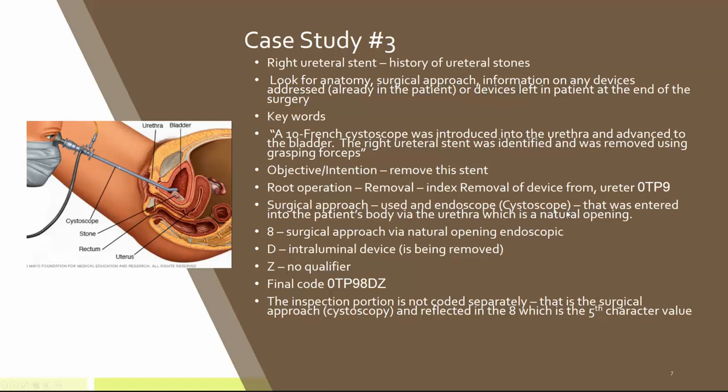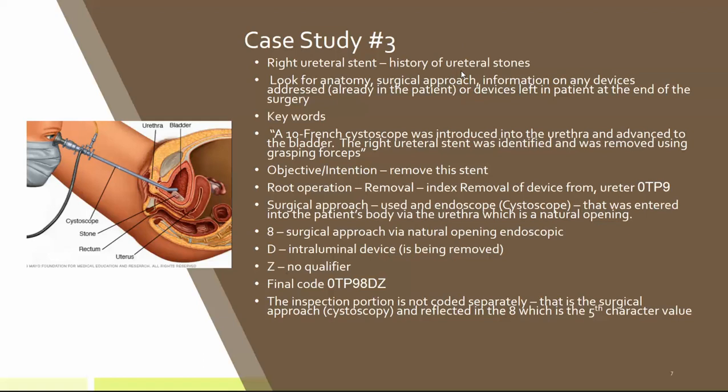This was done with an endoscope, also called a cystoscope. This is a picture of a cystoscope. This happens to be what it would look like going into a female body. So the surgical approach is 8 for a surgical approach via natural opening endoscopic. Was a device left in? No. Was a device already there? Yes. They went in to get a ureteral stent. It had already been in the patient's body. So we are going to reflect a positive value of D for intraluminal device.